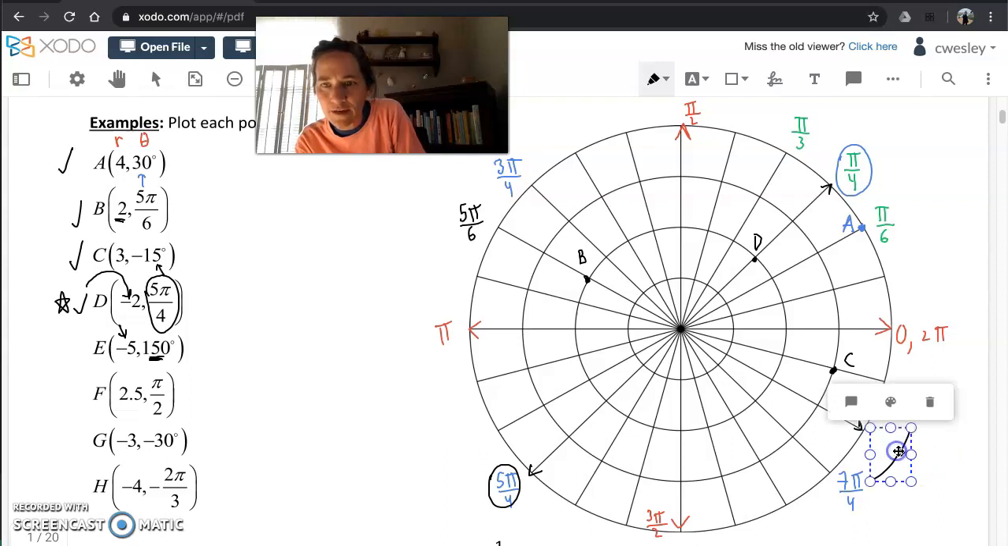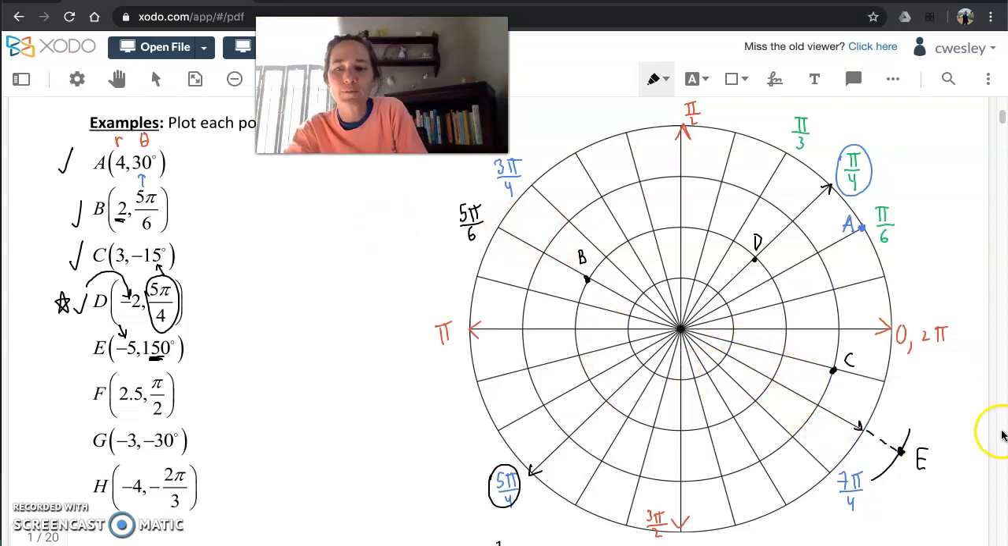So we've extended, kind of flip-flop from 150 all the way over to 330, and E is going to fall a little out in space here in quadrant 4. Okay, 3 more left. So it says pi over 2, 2.5. We can handle a decimal radius.